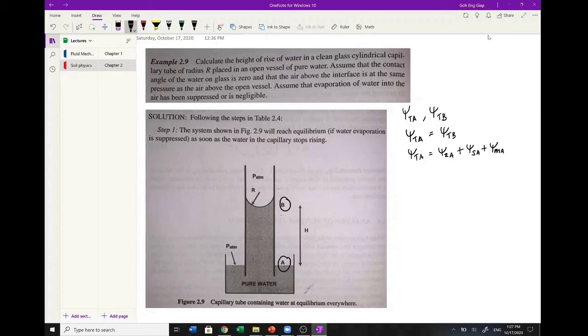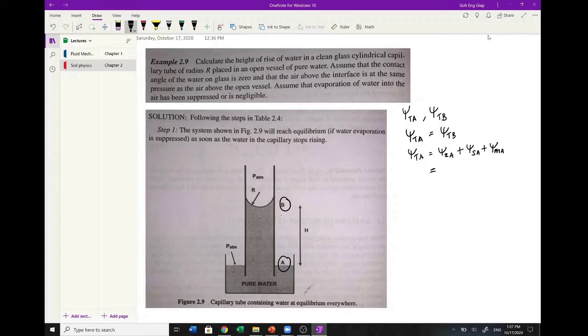Okay, the reason we take into account the metric potential is that we have this glass cylindrical capillary tube. Though there's no soil here, we have a cylindrical tube that behaves like a soil, because this tube is attracting the water up in the tube. That's why we have this metric potential here. So we try to find the component values for this.